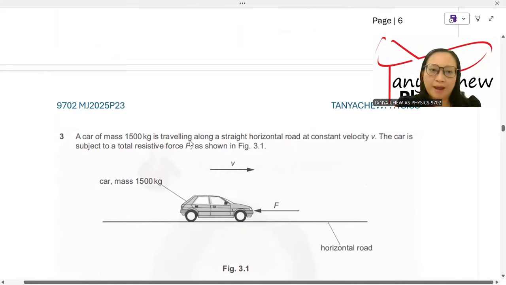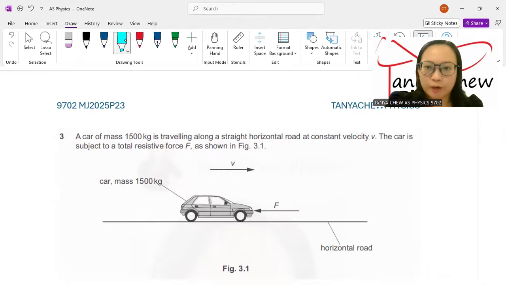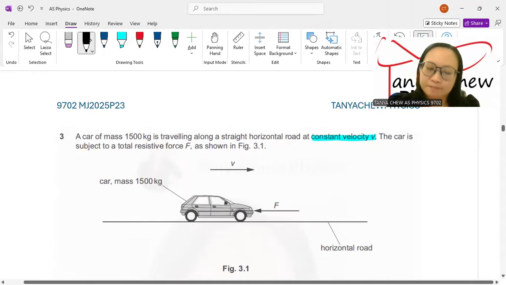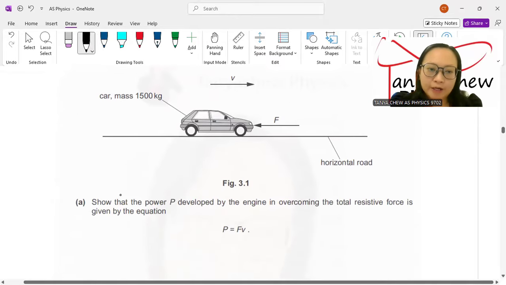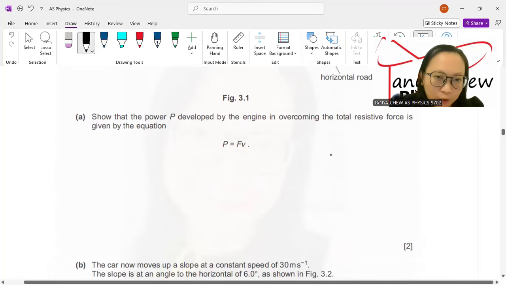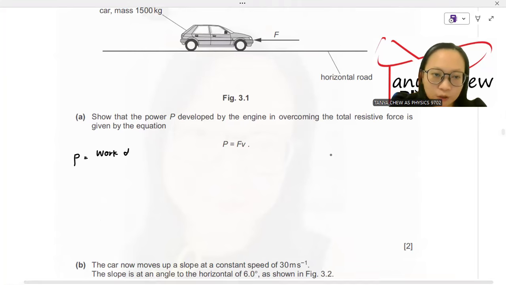Number 3, a car of mass 1,500 kilogram is traveling along a straight horizontal road at constant velocity. Okay, constant velocity is the keyword, meaning to say that the resultant force acting on the car is equal to 0. Forward force is balanced by the backward force. The car is subjected to total resistive force F as shown in Fig 3.1. A, show that the power developed by the engine in overcoming the total resistive force is given by the equation. Now, power, I am not going to explain the symbol because the question has already explained, is defined as work done per time taken.